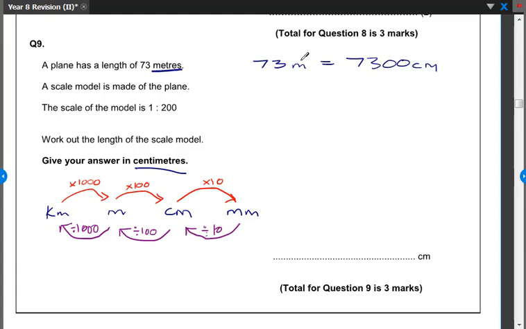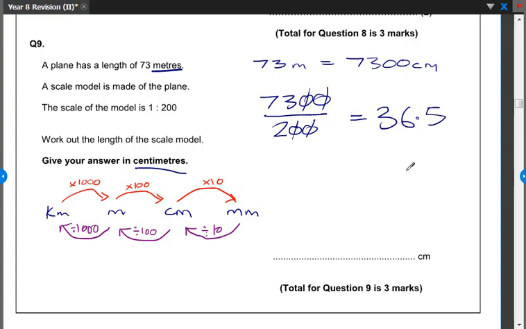So that's why 73 meters to centimeters, multiply by 100, fine. Scale model is 1 to 200, that means it's 200 times smaller. So the actual size is going to be 7,300 divided by 200. They cancel. That equals 36.5. So that's your answer.